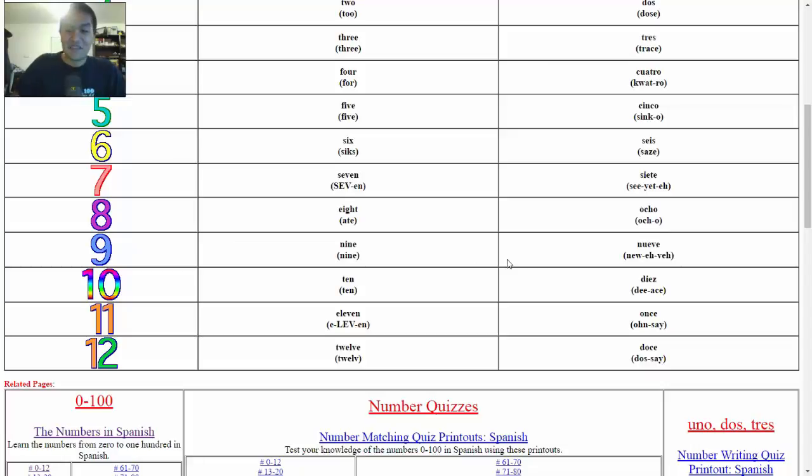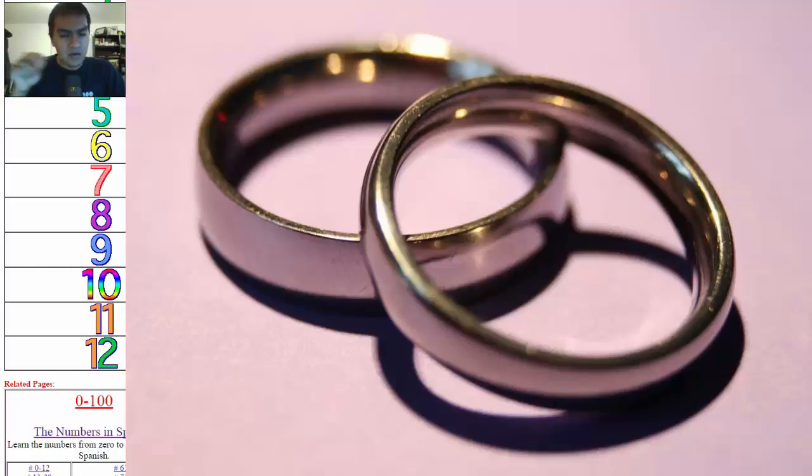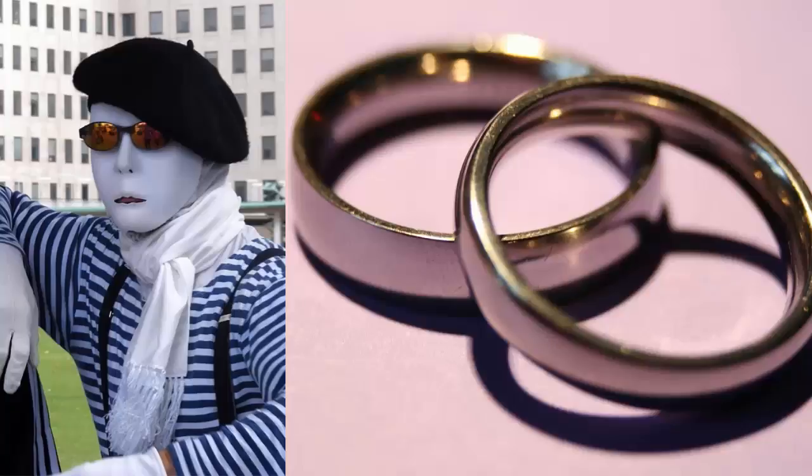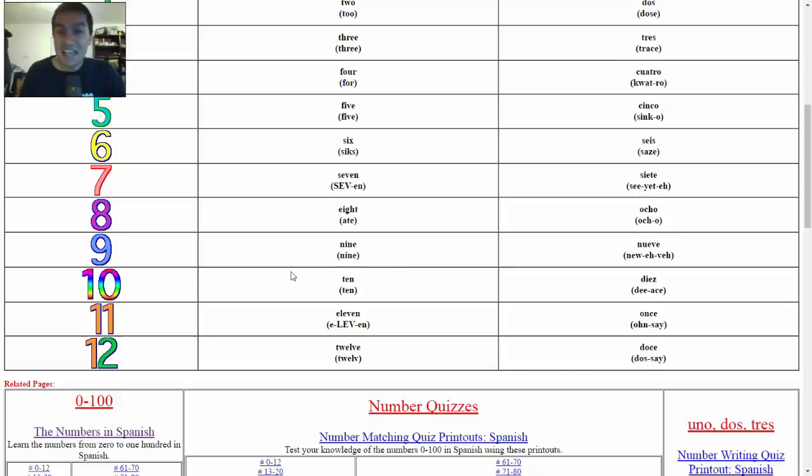9 in Spanish is nueve. Now for me, nueve reminds me of wed. So I'm going to picture a wedding. And 9 is a mime. So maybe I picture a mime wedding, and they're getting married. That's what I see. And I still think mimes are creepy, FYI.